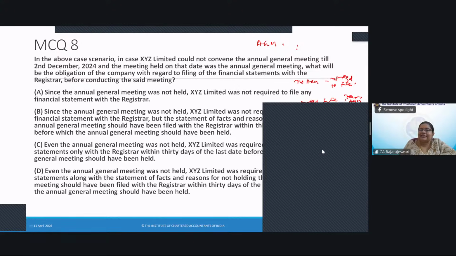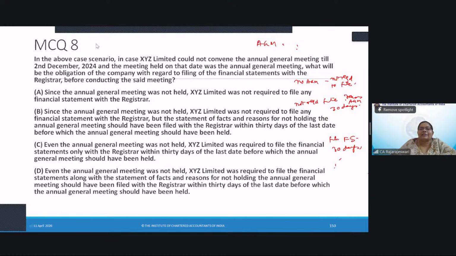See, in the previous scenario, it was only about non-consideration of the financial statements. Now, here the AGM could not be convened. So forget about that scenario. The AGM, which was due on 5th September 2024, could not be convened till 2nd December 2024. You restrict yourself to this particular thing.